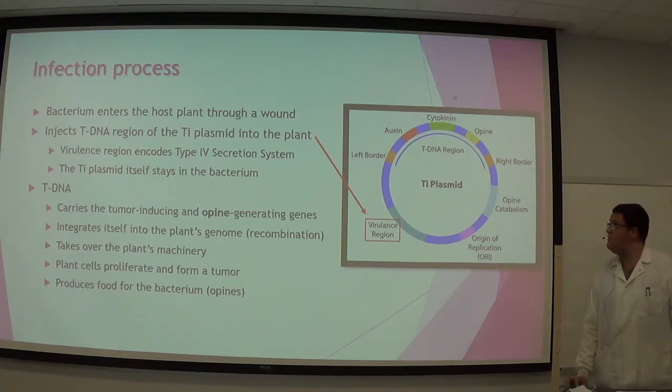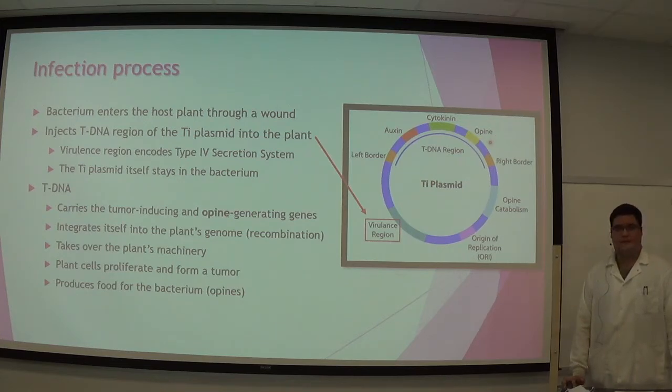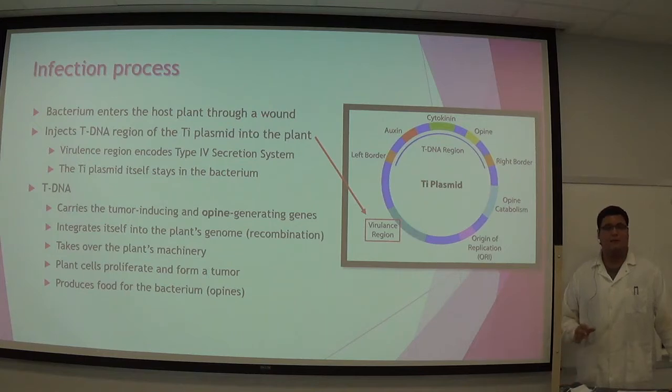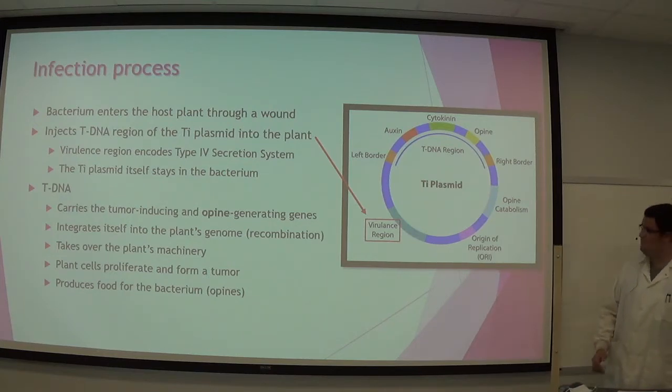What's important is that you also have these opine-creating enzymes. Opines are similar to amino acids. They're not amino acids, but sugar molecules, and they're molecules that the plant cannot use. So it's a source of carbon for the bacteria. However, only the bacteria can use it and not the plant. So it's kind of devious in how this bacteria is able to take advantage of its host.